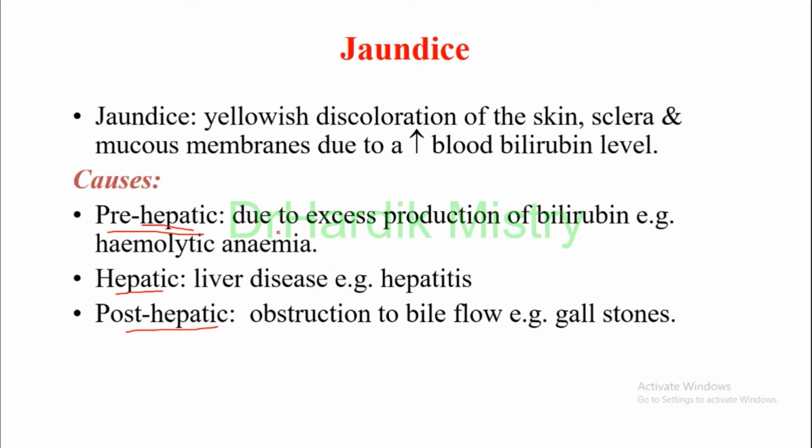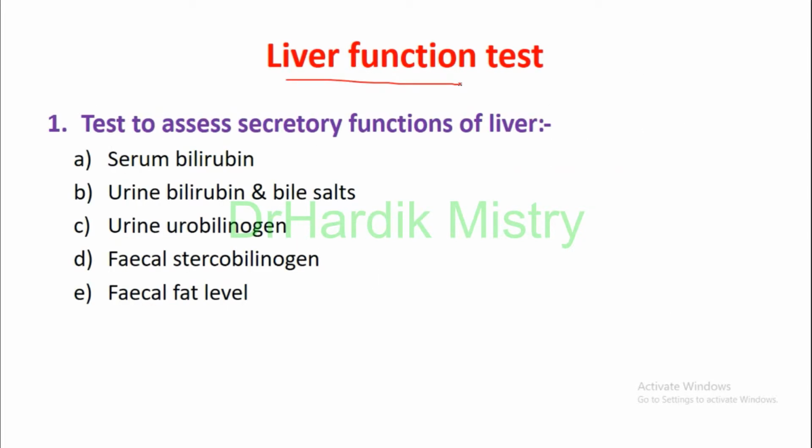Pre-hepatic jaundice is due to excess production of bilirubin, for example hemolytic anemia. Hepatic jaundice is due to liver disease, for example hepatitis. And post-hepatic jaundice occurs whenever there is obstruction to the bile flow, either due to a gallstone or any other type of obstruction. So what is jaundice? It is the yellowish discoloration of the skin, sclera and mucous membrane due to increased blood bilirubin level.